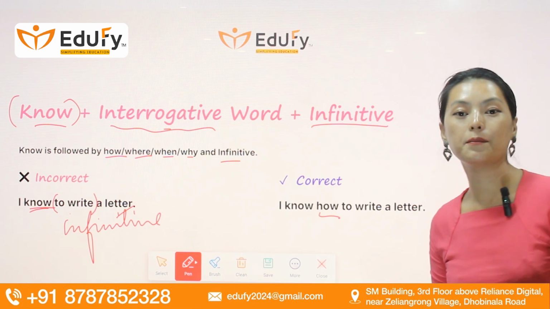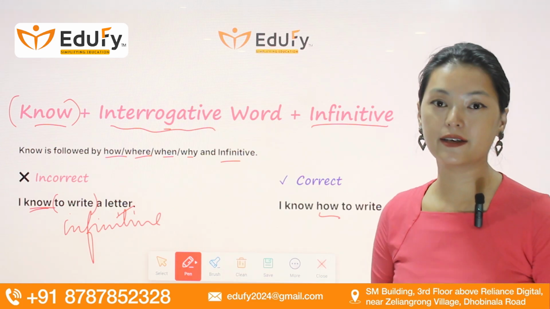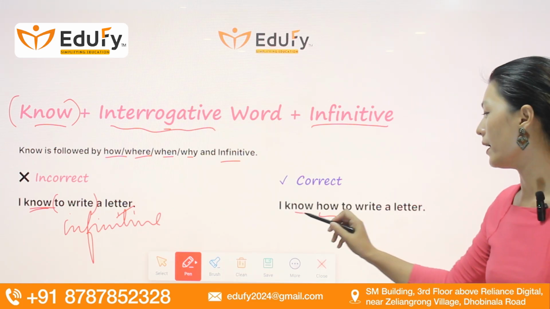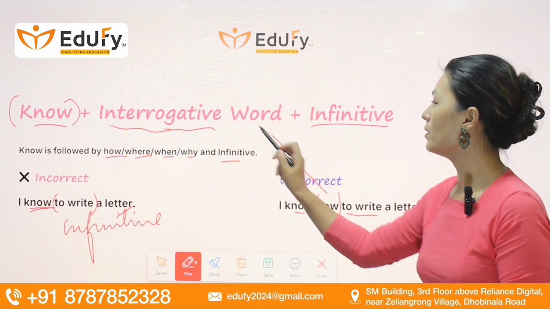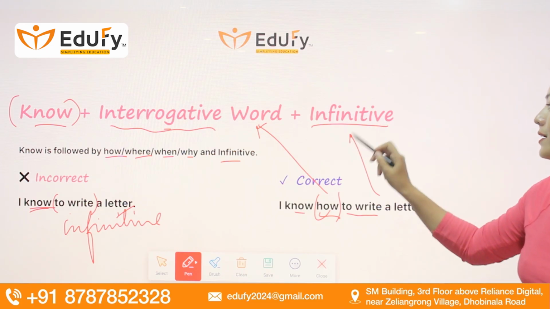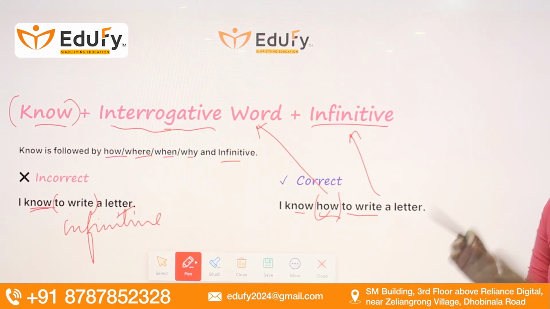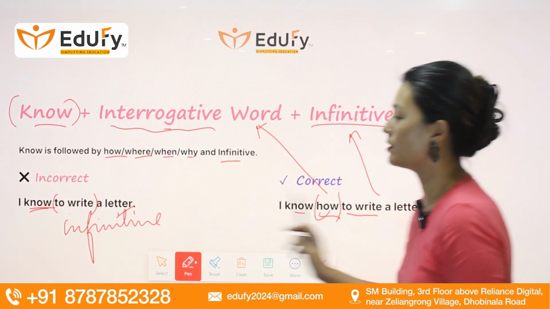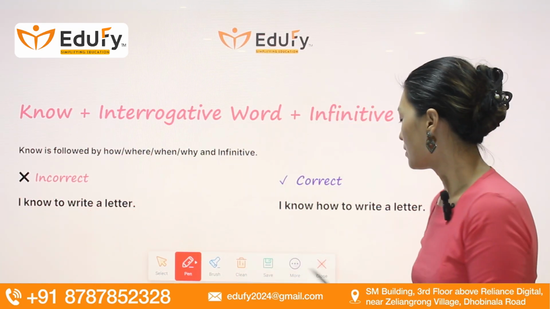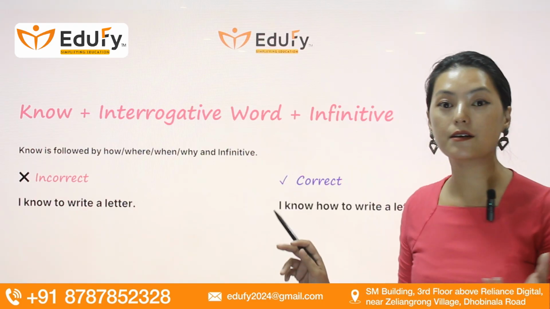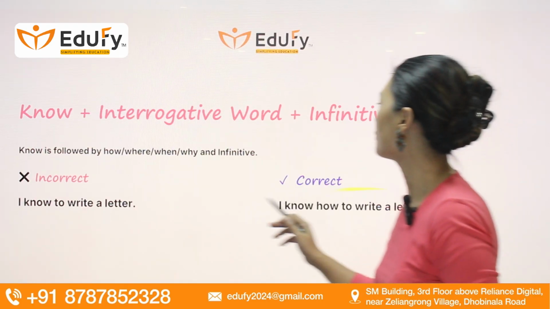So maybe you're talking about your ability of writing a letter, right? That way you will have to write, I know how to write a letter. So what is how? Interrogative word. To write is the infinitive. This is the correct usage, okay? This is the wrong usage of a sentence. So with this, I think that is clear about the second point with the usage of infinitives.